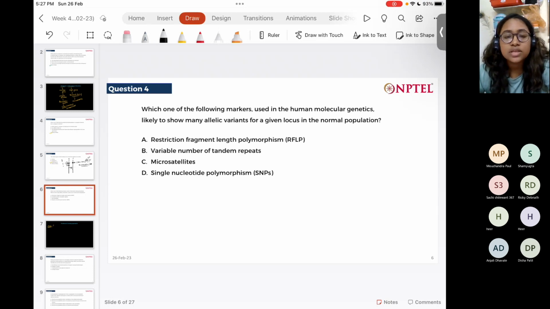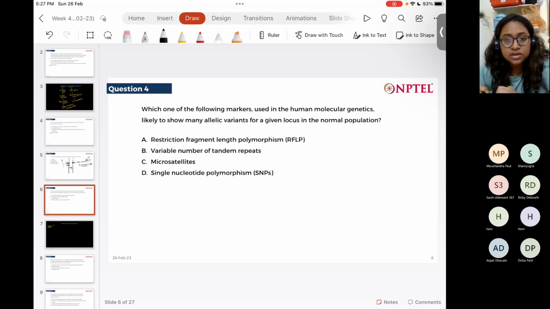So this question states that in human molecular genetics, this is the subject that you're studying. These options show 4 types of markers that people generally use for identifying something. So these are 4 markers used in human molecular genetics, and you have to identify which of these markers will have a large number of variants within the same locus, and they should be present within the normal population.